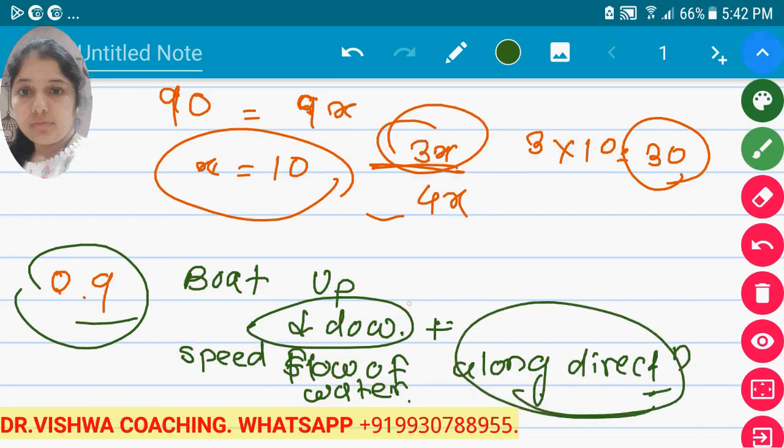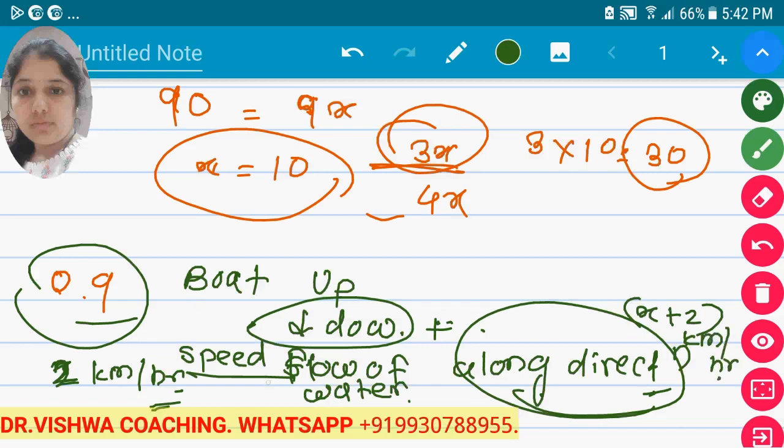So downstream, if the speed of flow is x kilometer per hour, so for downstream the speed of flow is 2 kilometer per hour. So for downstream it will be x plus 2 kilometer per hour, because the speed of flow is added to the speed of the boat, and it will take less hours to travel.